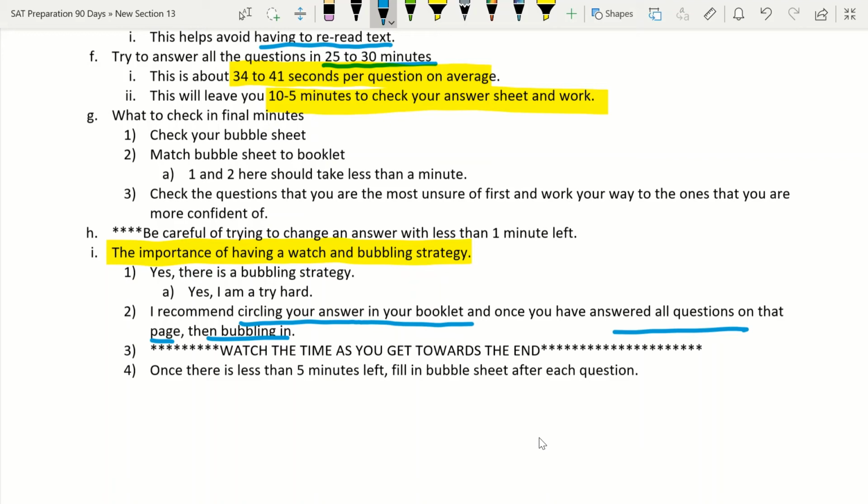Okay, the next thing you want to do is you want to watch the time as it gets towards the end. So here's why this is important. Because if you're going to use this bubbling strategy, once there's less than 5 minutes left, at that point you want to abandon that bubble sheet strategy.